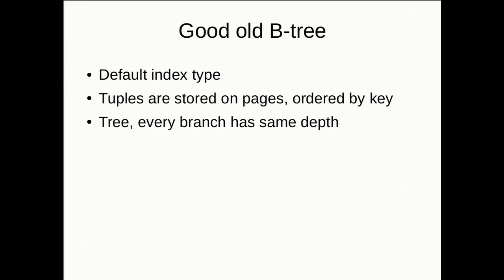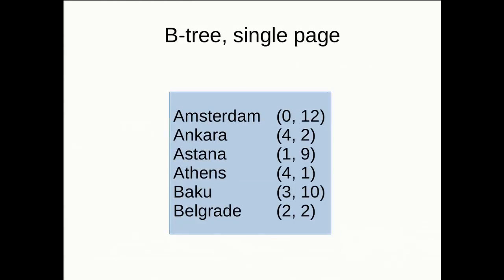So the B-tree is the most common index type in any database. If you do just create index, that's what you will get. The characteristic of a B-tree index is that you store the tuples in sorted order. For example, if you have the names of cities, they will be in sorted order.